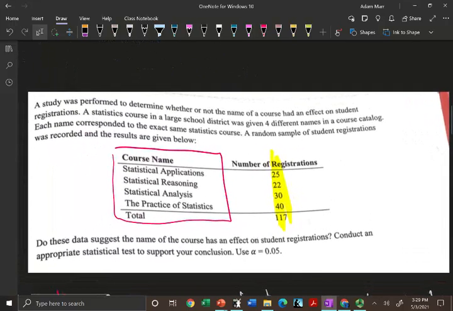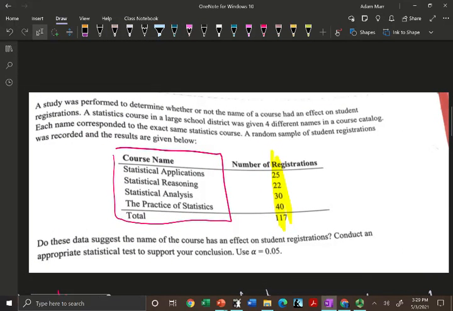This one was a little tricky, but there's one real huge giveaway that this is what type of chi-square test this is. Let's look. A study was performed to determine whether or not the name of a course had an effect on student registrations. A statistics course in a large school district was given 4 different names in a course catalog. Each name corresponded to the exact same statistics course.